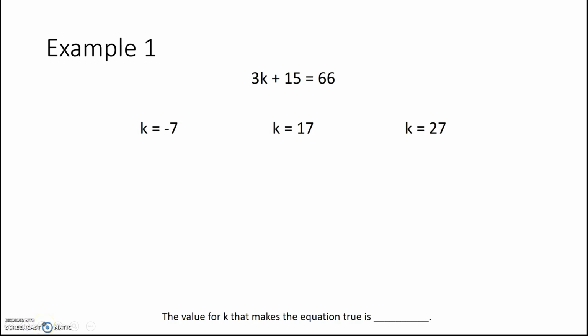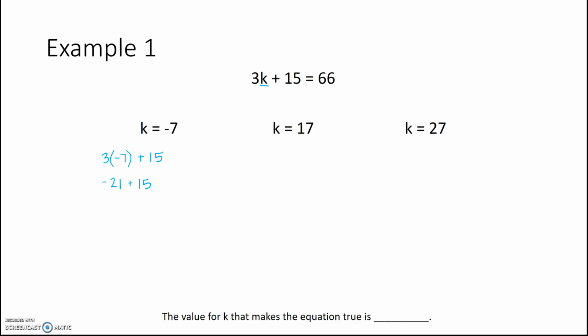All right, so for example, let's say we have the equation 3k plus 15 equals 66. And they've given us all of these values for k, so we're going to plug each one in for k and see which one makes it true. So I'm going to start with 3 times negative 7 plus 15. So 3 times negative 7 is negative 21. Because I'm using tic-tac-toe, a positive times a negative is a negative. Plus 15.